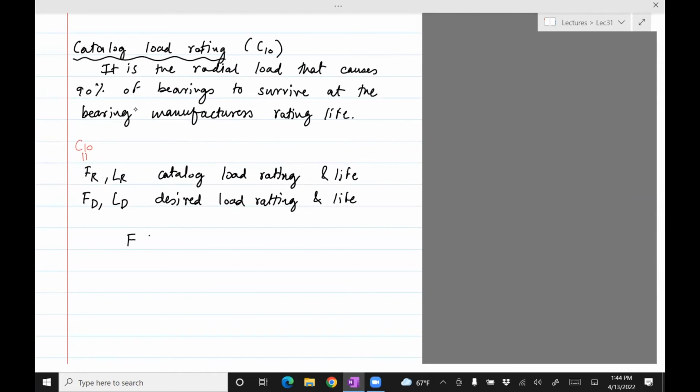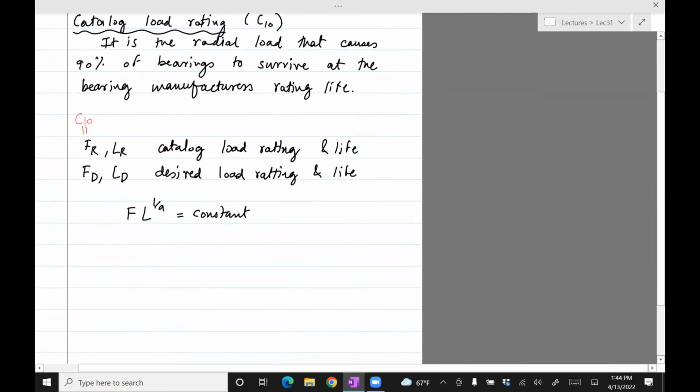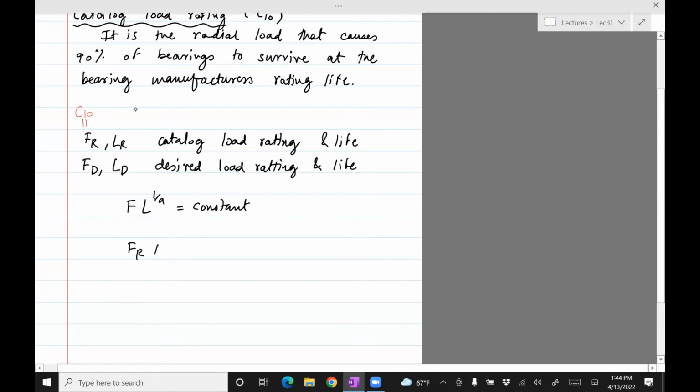F times L is a constant. Sorry, F times L raised to 1 over A is a constant. From that formula, we can write F_R L_R to the 1 over A equals F_D L_D to the 1 over A, and they're equal.